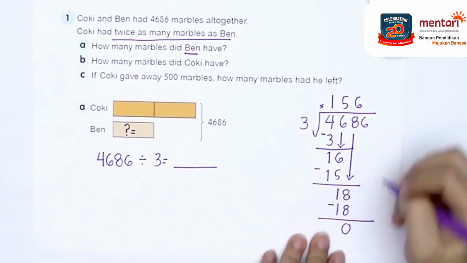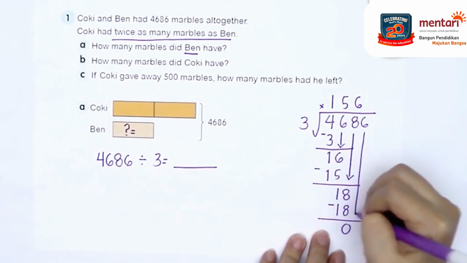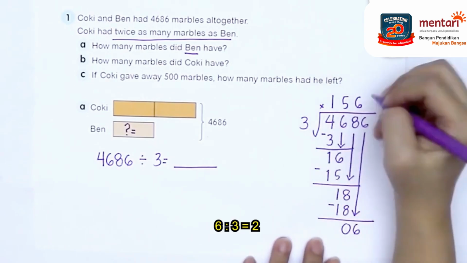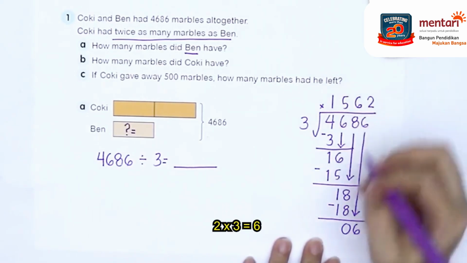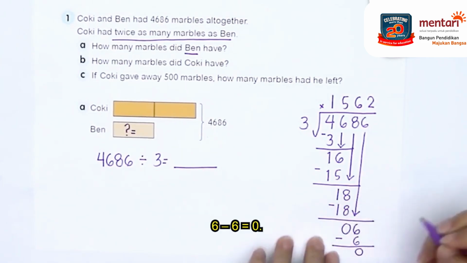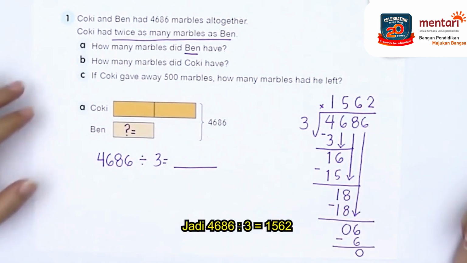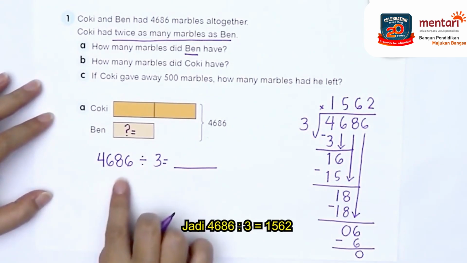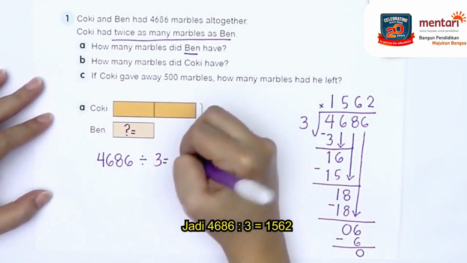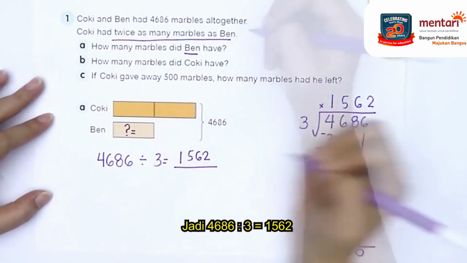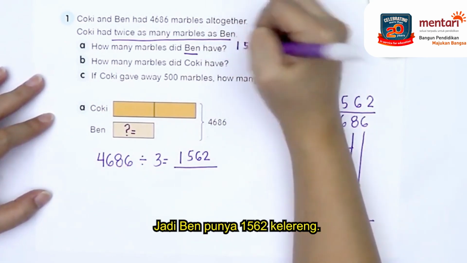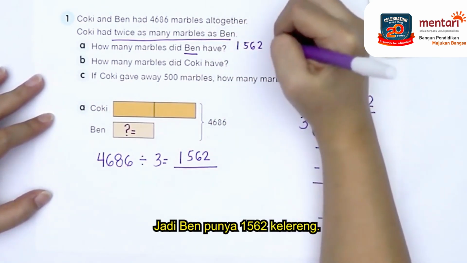Subtract, it's 0. Then bring down the digit 6, or 6 ones. 6 ones divided by 3 is 2. 2 times 3 is 6. Subtract. Do we have a remainder? No. Therefore, 4,686 divided by 3 is equal to 1,562. So Ben has 1,562 marbles.